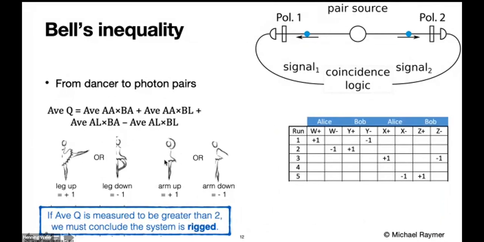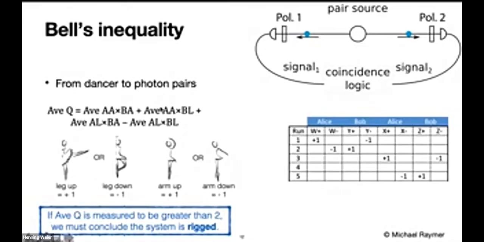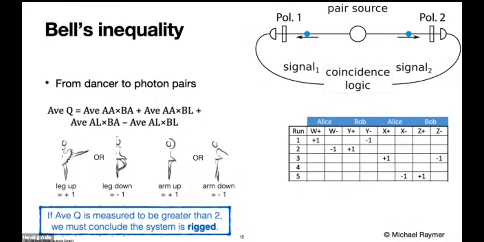And then this was the formula that we've seen. So we take the averages of some of these correlations, let's say, and add most of them and subtract one of them, and then we've seen that the average of this curious quantum number, whatever, can't be greater than 2, right? And if it does, then we can say either it's rigged or something else is happening that's not somehow compatible with our classical idea of these dancers, right?